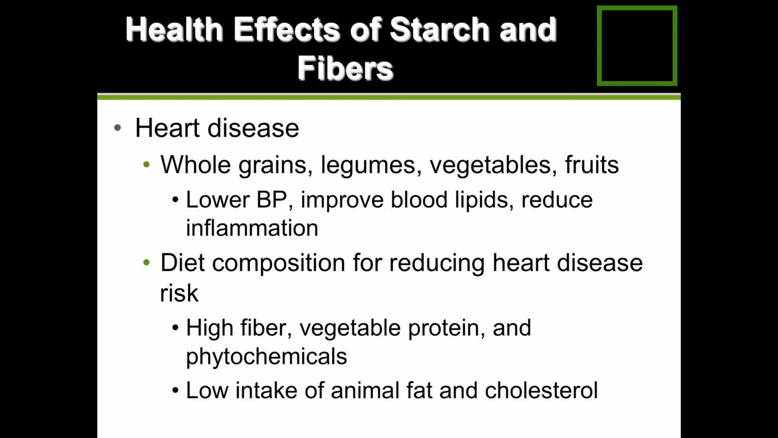All right, health effects of starch and fibers. When it comes to heart disease, whole grains, legumes, vegetables, and fruits actually lower your blood pressure, improve your blood lipids, and reduce inflammation. Diet composition for reducing heart disease risk: you want high fiber, you want vegetable protein and phytochemicals, and you want a low intake of animal fat and cholesterol.